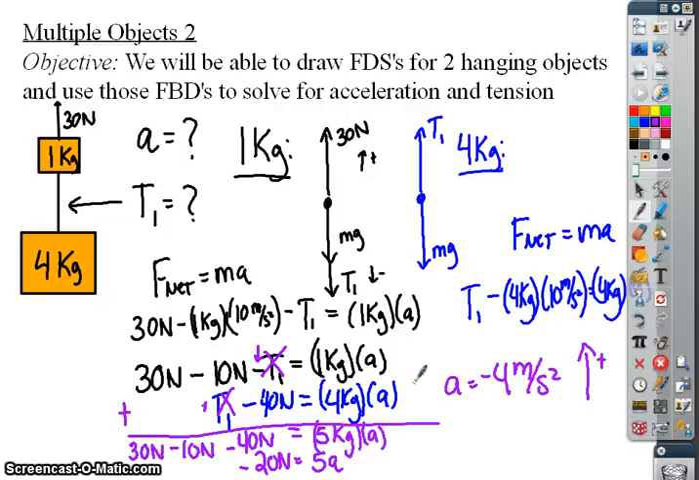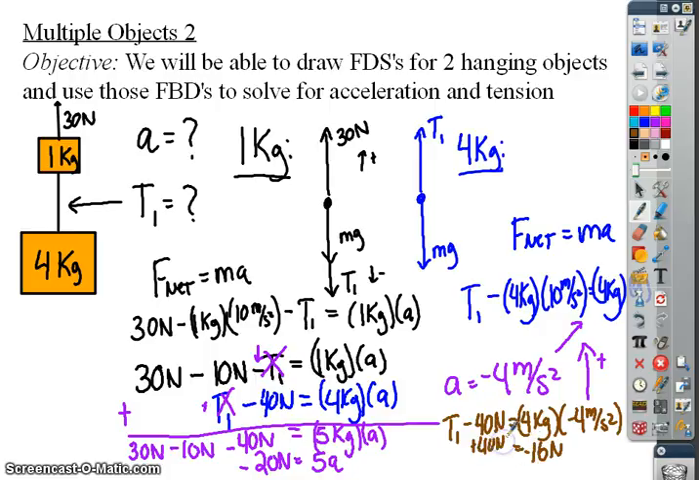So to find tension, if I plug A into this equation here, we are going to get T1 minus 40 newtons equals 4 kilograms times negative 4 meters per second squared. So this is going to equal negative 16 newtons. We're going to add 40 to both sides, and that means T1 is going to be a positive 24 newtons.